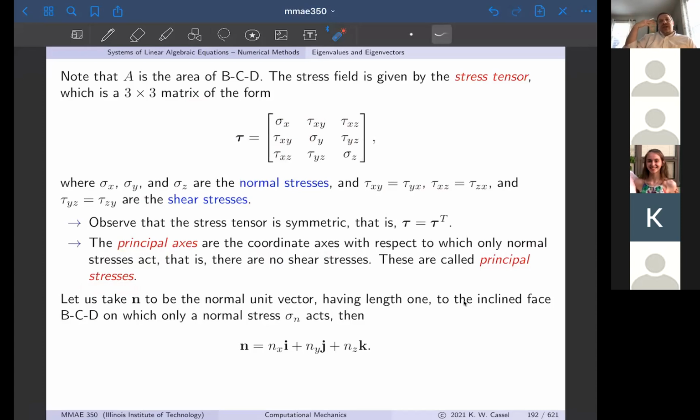Again, we're asking a specific physical question. For a given stress distribution, what orientation of my little infinitesimal element has this property that there's only normal stresses acting and no shear stresses? So what are the principal axes, in other words, and therefore what are the principal stresses as well?